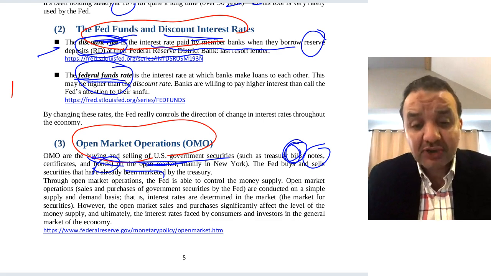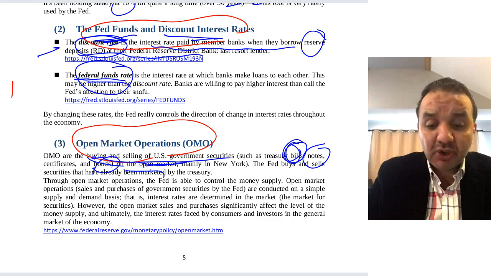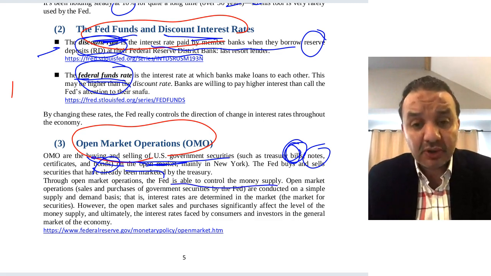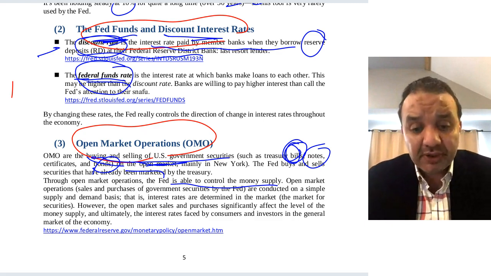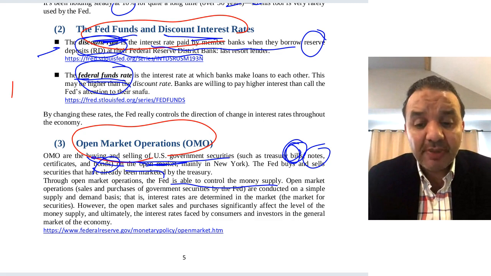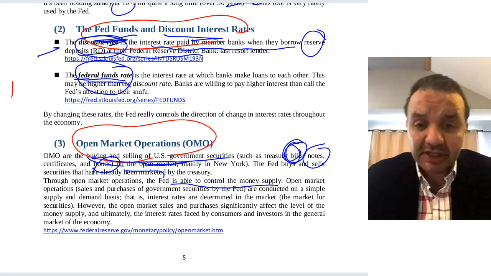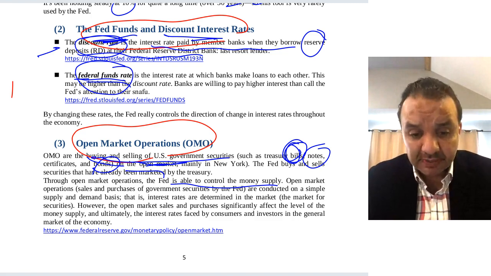Why is this the case? The federal bank can decide either to buy or sell based on the goal, whether the goal is to increase or decrease the money supply. So by buying and selling securities in the open market, the federal bank can control the money supply. I'm going to explain this in detail in the next video when I explain the different types of monetary policy.